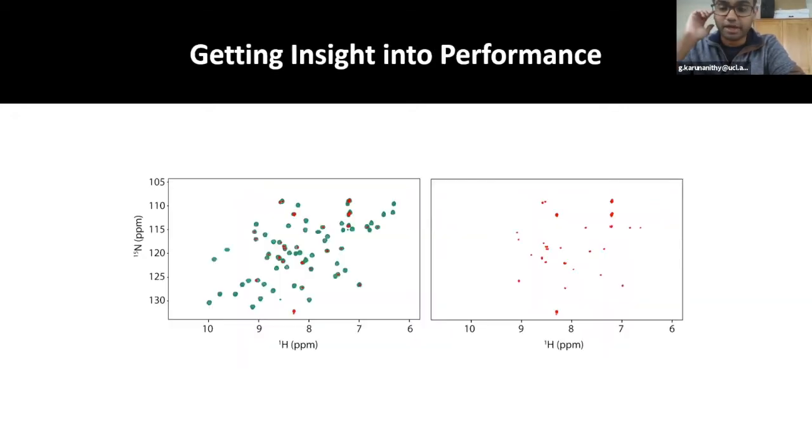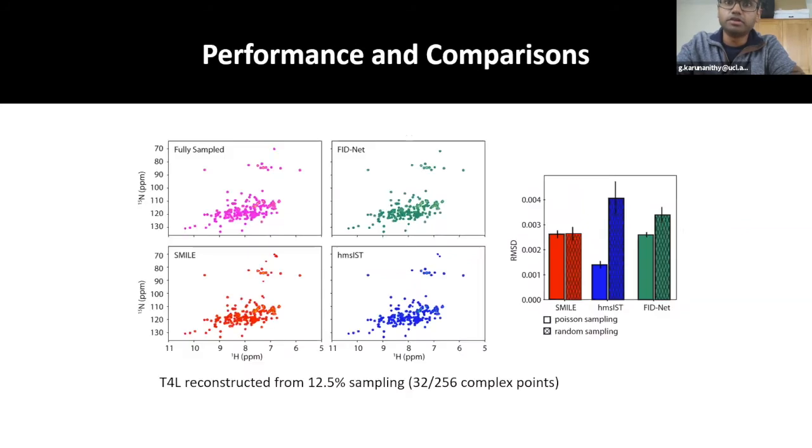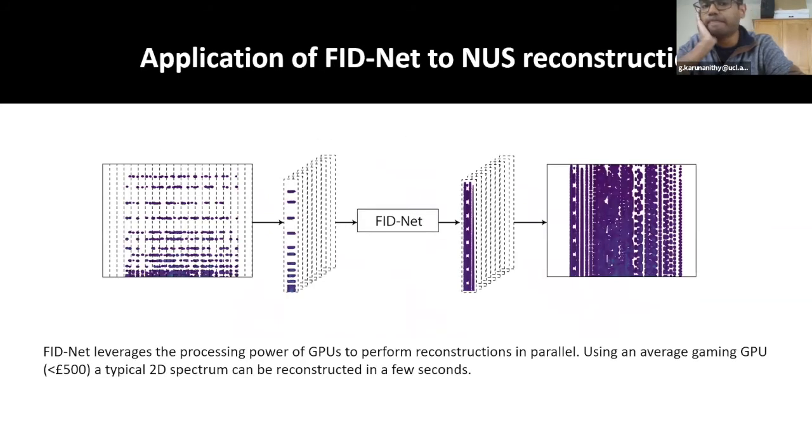And one other thing you can get, because we run this algorithm effectively as a sliding window, what that means is that each point is actually reconstructed multiple times. And so for the final spectrum we show, we just take the average of those.